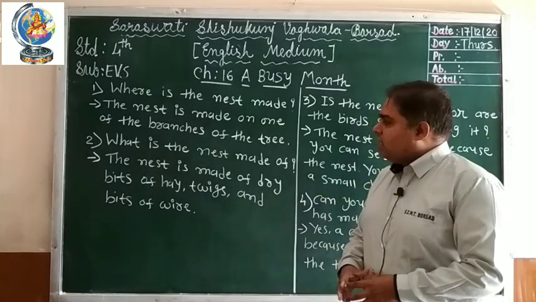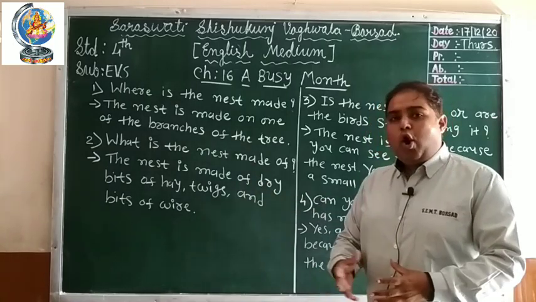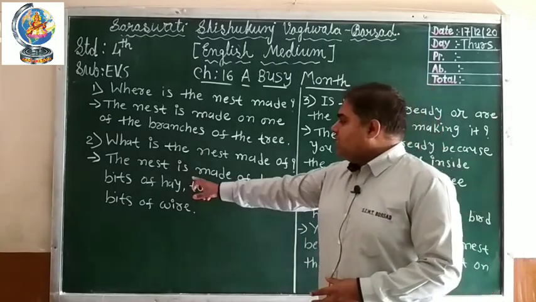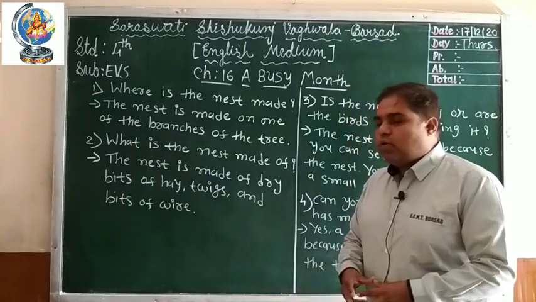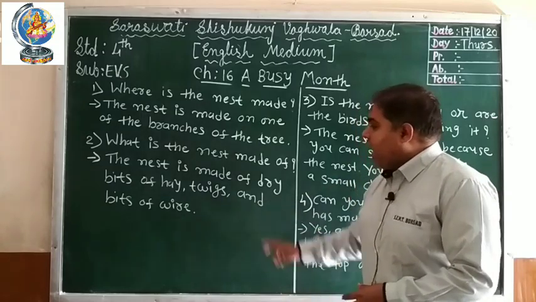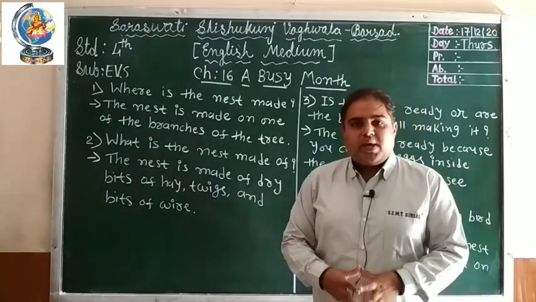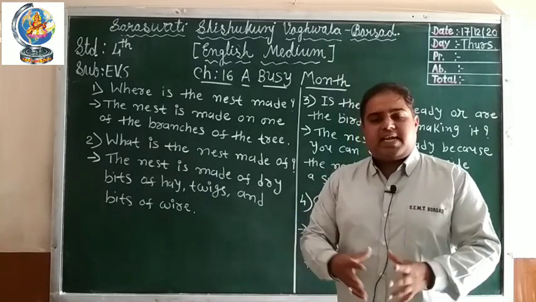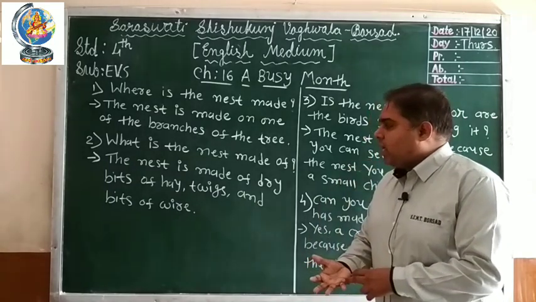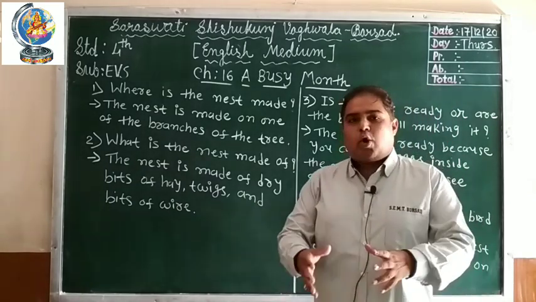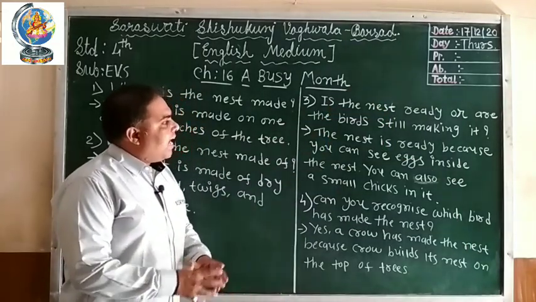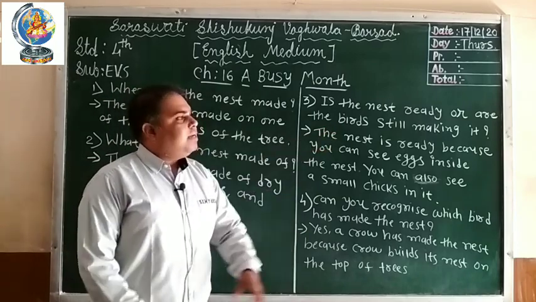Then students, the second question is, what is the nest made of? As you know, this is a nest of a crow. So the nest is made of dry bits of hay. Hay means grass. Then twigs and bits of wire. Because a crow builds its nest with many kinds of things like wood, grass, twigs, and it also uses bits of wire.